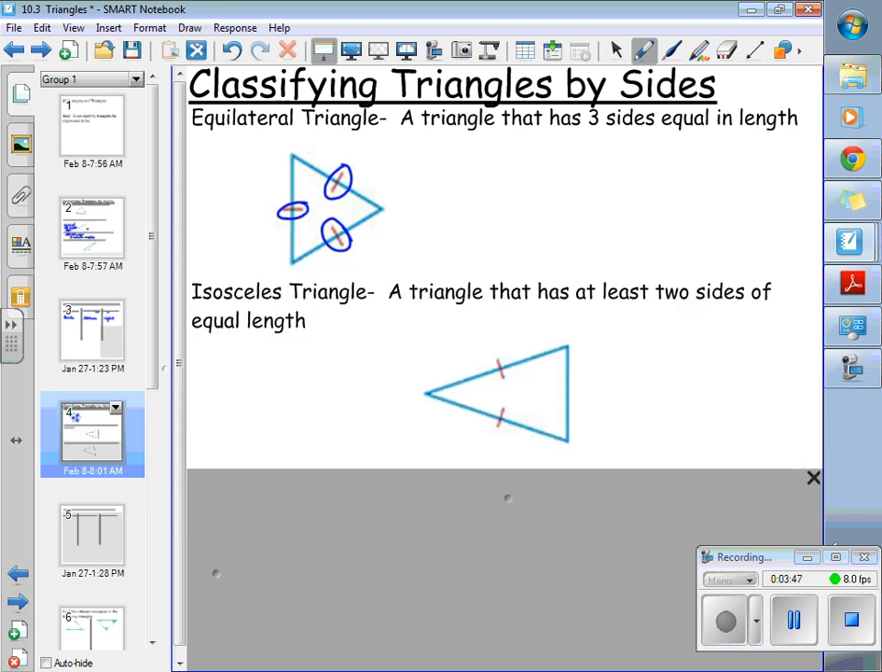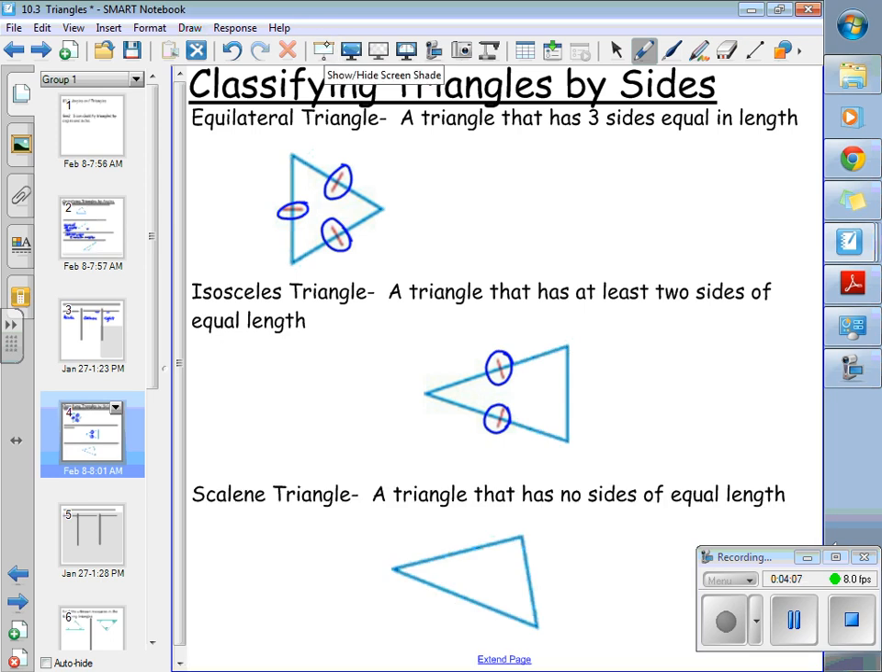Next, we have an isosceles triangle. This is a triangle that has at least 2 sides of equal length. So you can see they only have 2 sides by their markings here and here. Those let us know those 2 sides are equal in length. And last, we have a scalene triangle. This is a triangle that has no sides of equal length.